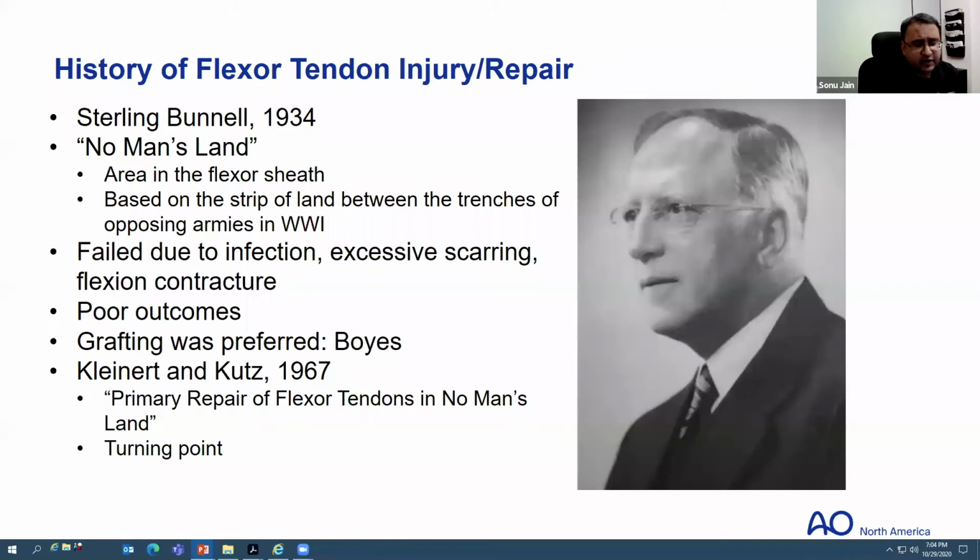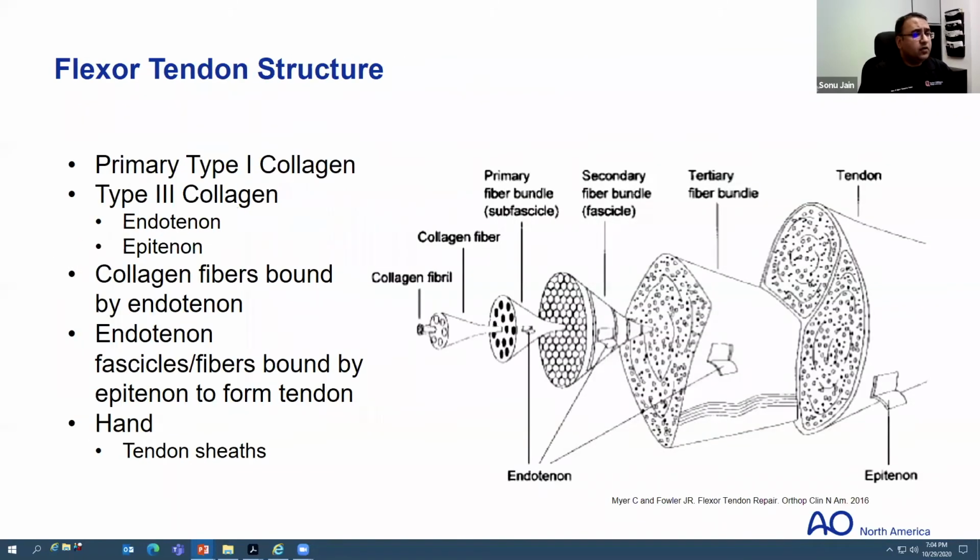It wasn't until 1967 that Kutz and Kleiner described in their study primary repair of flexor tendons in no man's land to show that actually you can get great results here. This was a turning point in terms of how we addressed flexor tendon injuries. So let's start with some basics, including anatomy.